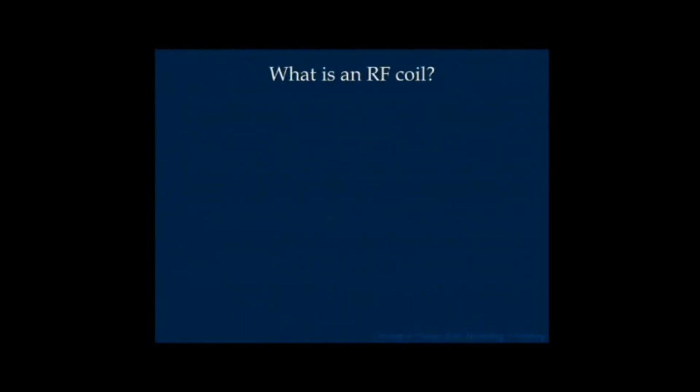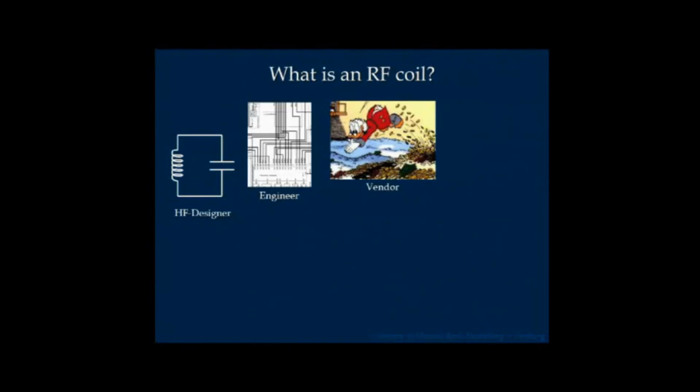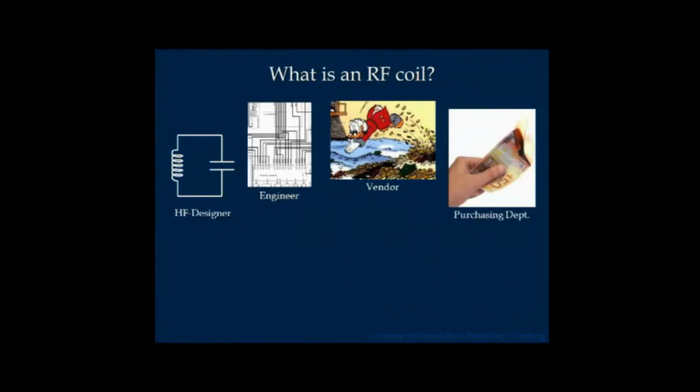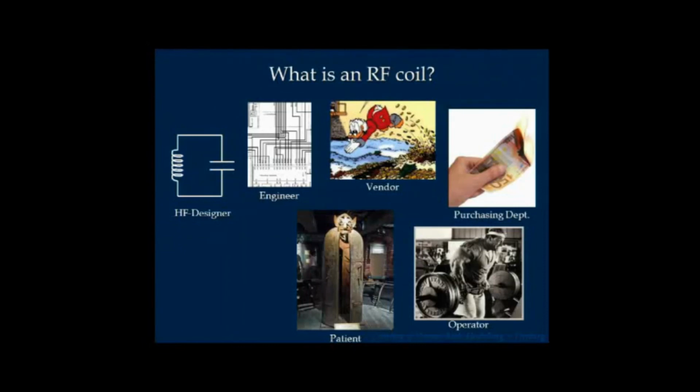And finally, to summarize, what is an RF coil? So, in the view of a designer, as I said, it's basically a resonance circuit. In the view of an engineer, it's much more sophisticated, because you've got to do lots of stuff. I just showed you the view of the vendor. The view of the purchasing department is just anti-proportional to that. The operators often have to work a lot. The patients sometimes don't like it that much. And for you, it hopefully is a resonance circuit now.